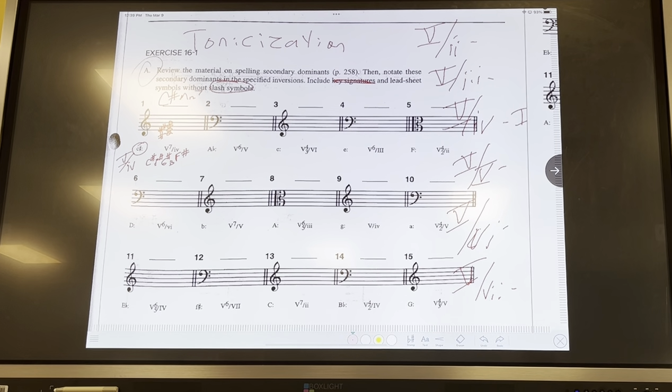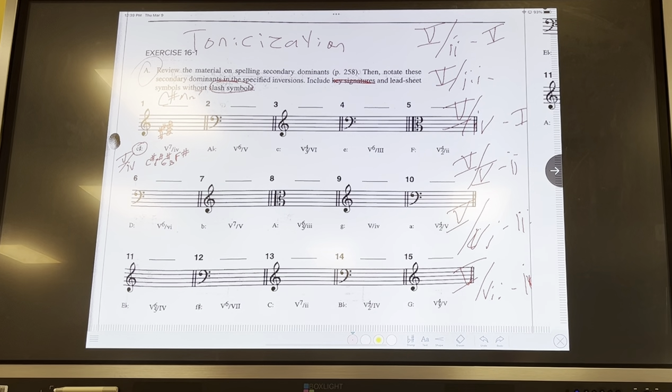If 5 of 4 is 1, what is 5 of 5? An altered 2, right? 5 of 6 is an altered 3. Keep counting. 5 of 7 is an altered 4. I'm not going to get it on the page. 5 of 2 is an altered 5, right?